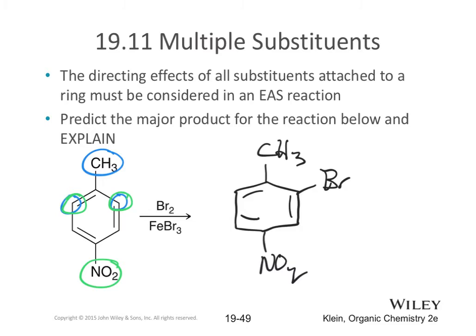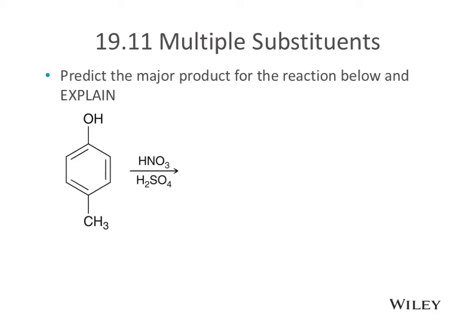Let's see, what are we going to call this? We're going to call this ortho-bromo-para-nitrotoluene. And so I think we get a pretty good yield of that compound. Let's take a look at another example of multiple substituents. So here I have an alcohol group and a methyl group.